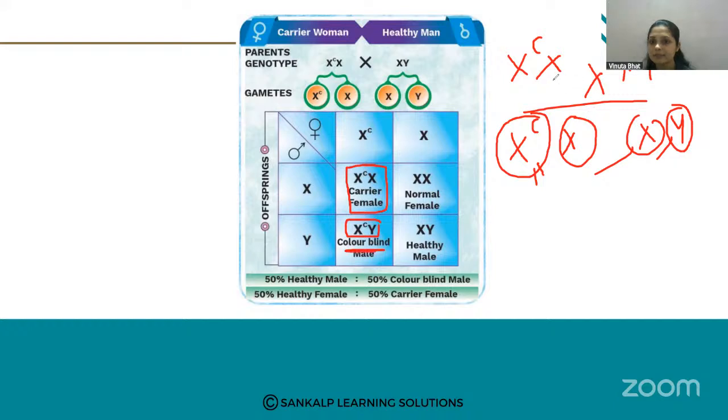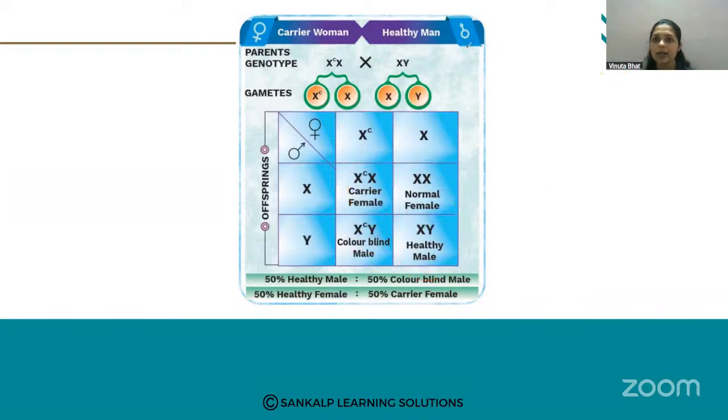Then XX, she is the normal female, and the last one XY, healthy male. So like this disease transfers from generation to the next generation through the X chromosomes. Hence it is called as the sex-linked chromosome, sex-linked disease.